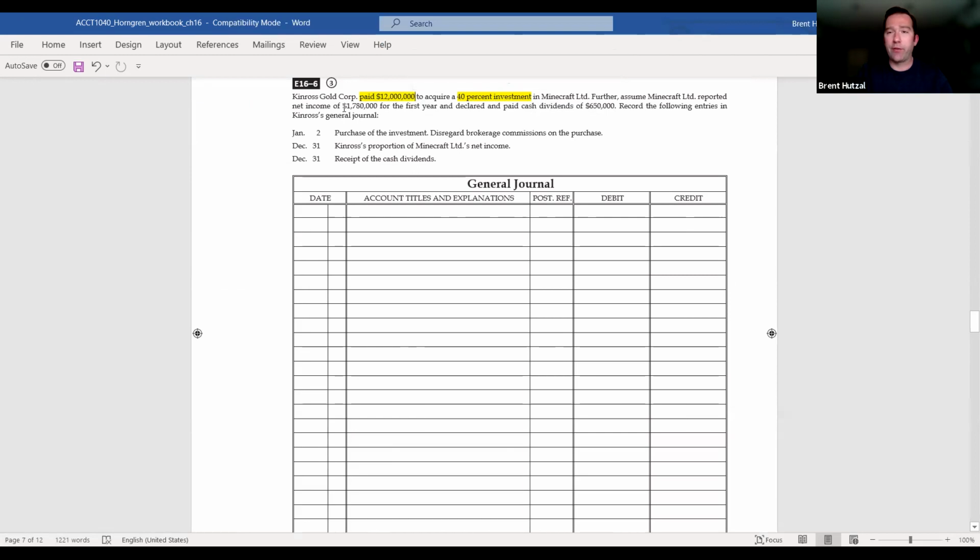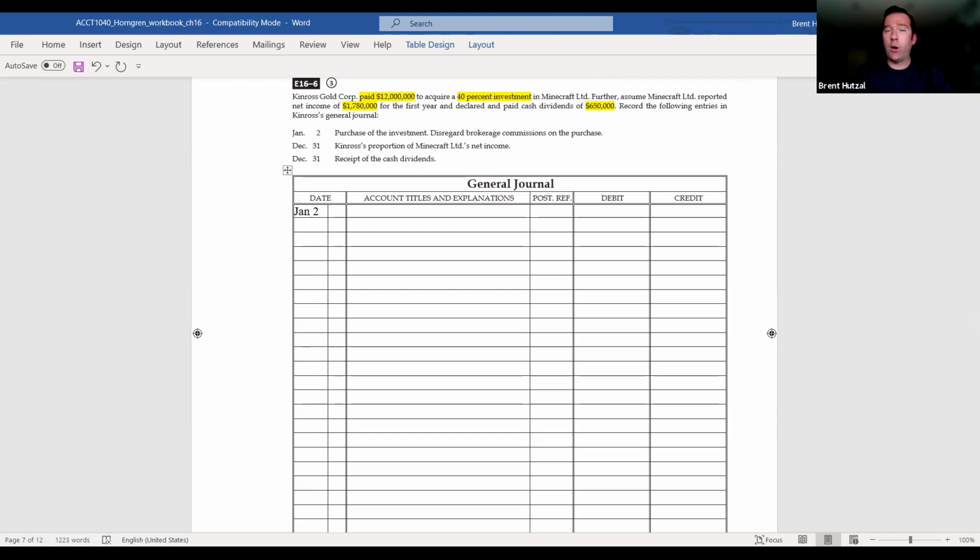Okay, Minecraft reported a net income of $1,780,000 and declared and paid dividends of $650,000. Those are going to be very important figures as we work through these three journal entries. So let's work through the first one, January the 2nd.